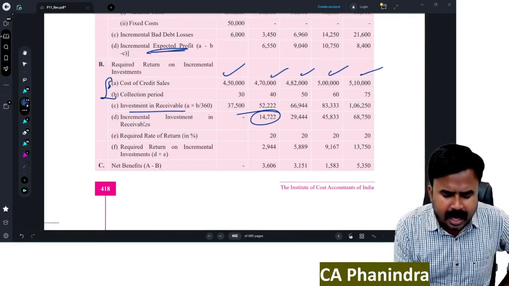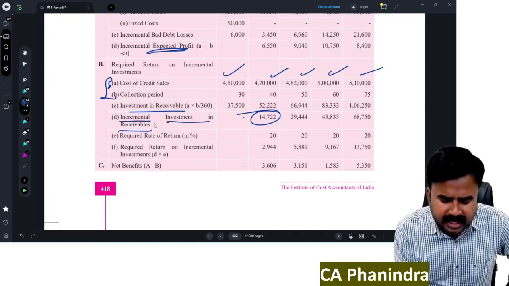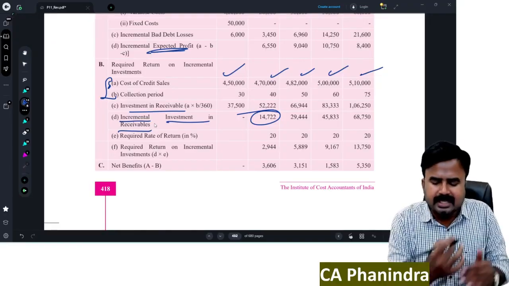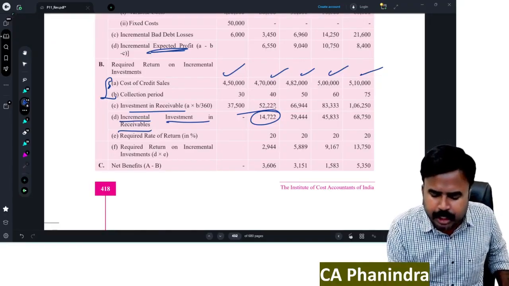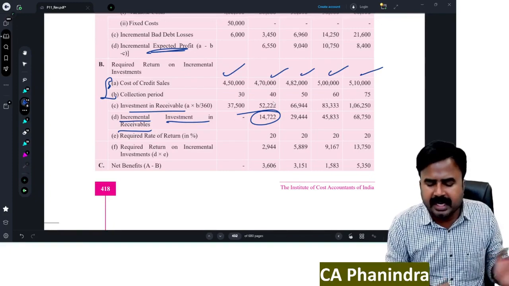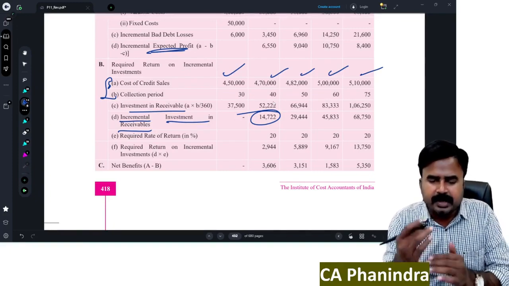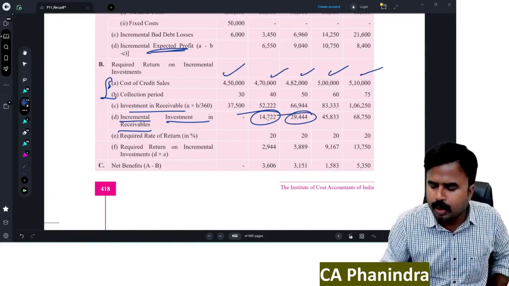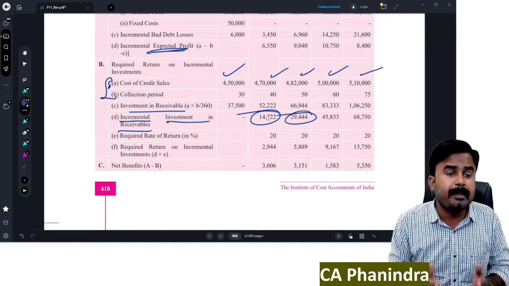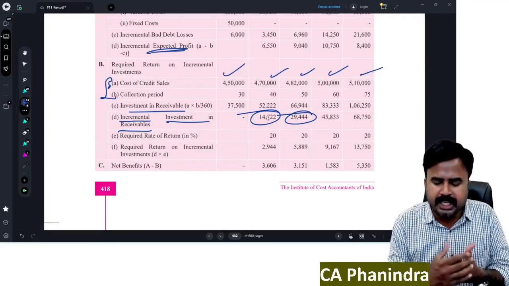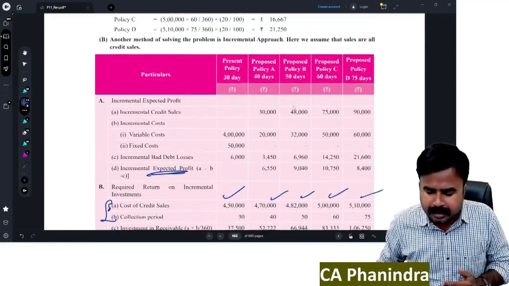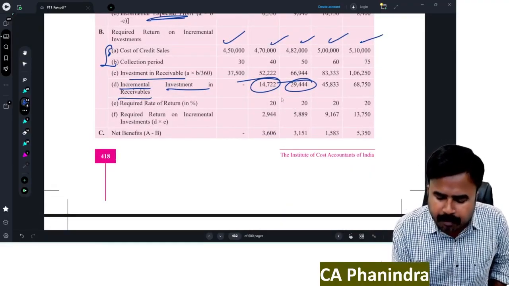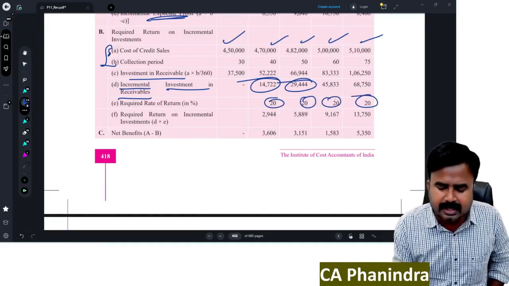Once we get it, then I can easily calculate incremental investment in receivables or debtors. That is simply investment in debtors under option A minus investment in debtors under existing policy: 52,222 minus 37,500. In the similar way, for option B, investment in debtors under option B minus investment in debtors under existing policy. That is 29,444. Like that, you have to calculate incremental investment in debtors with respect to option A, B, C, and then D finally. Once we get it, apply simply the percentage, the required rate of return 20% on the incremental investment in debtors.